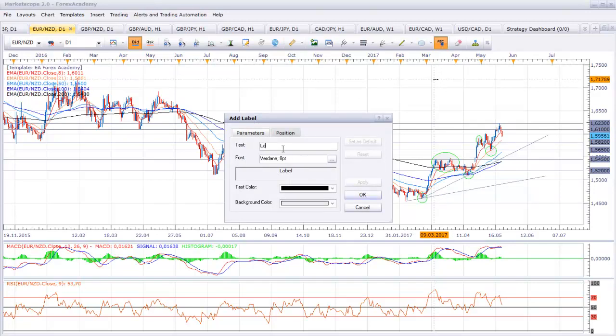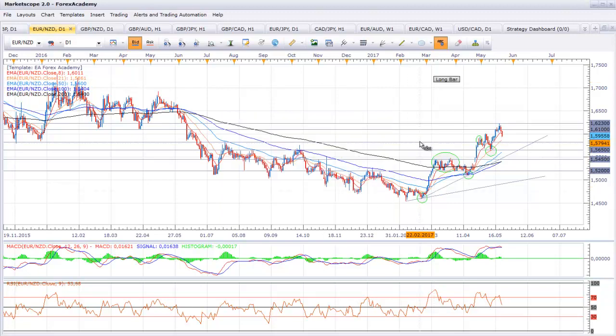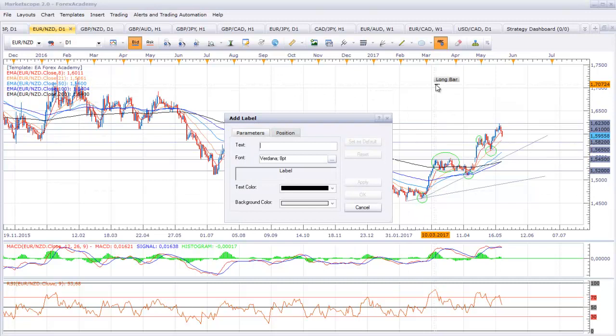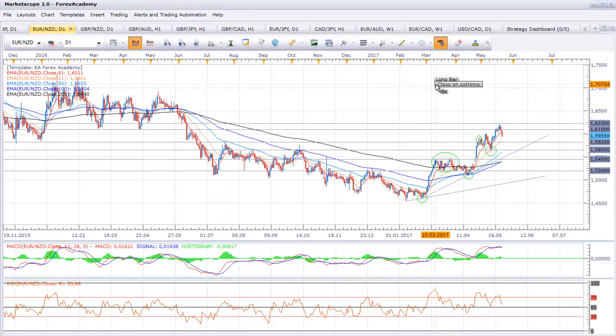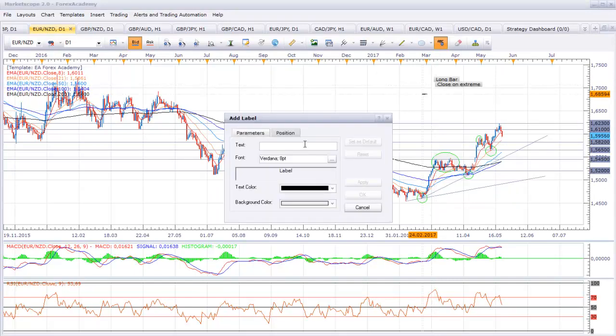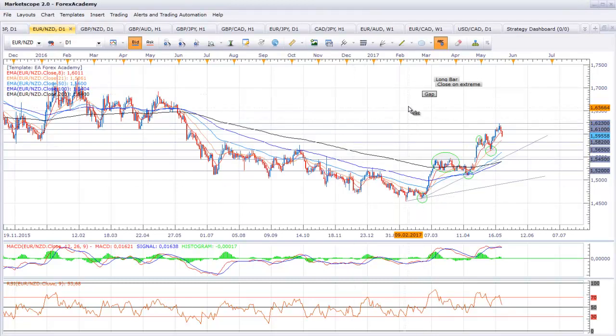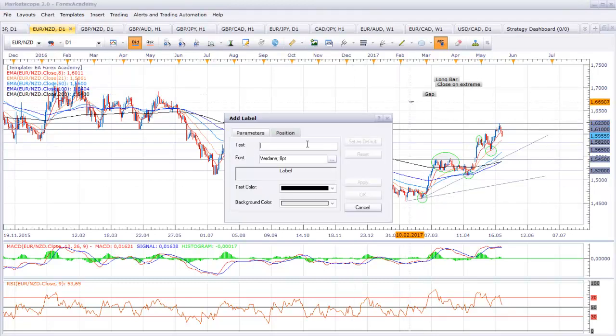So the first thing we need is a long bar. The second thing that we need is a close on extreme. I will explain that. The third thing that we need is the gap, and the fourth thing that we need is the high volume.